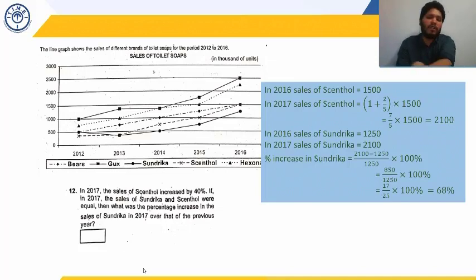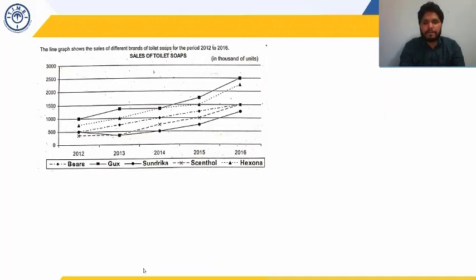So calculations are also very easy. You need not calculate much. Very easy numbers were given. So I hope it is clear. The question was: the sales of Synthol and Sundrika are both the same in 2017, and sales of both are given in 2016, and for one of them the increase is given, and we have to find out how much the other has increased from 2016 to 2017. I hope it is clear.